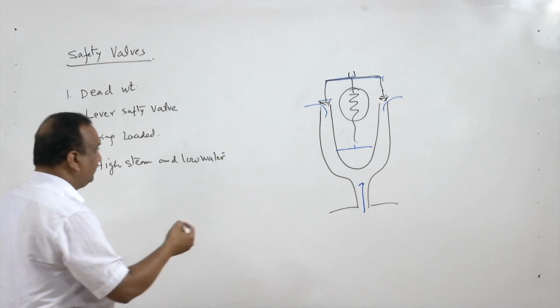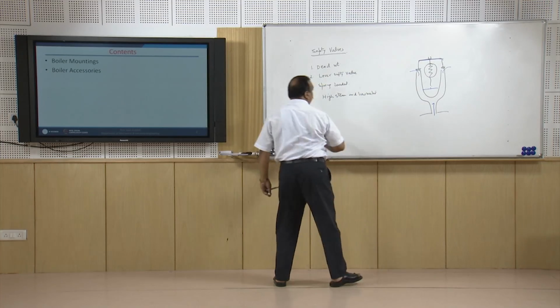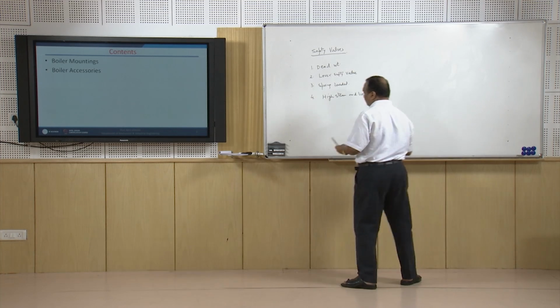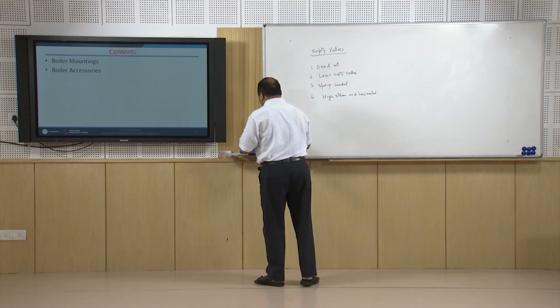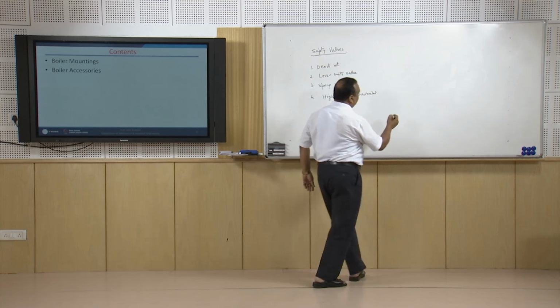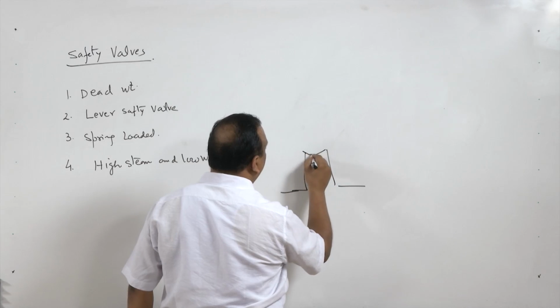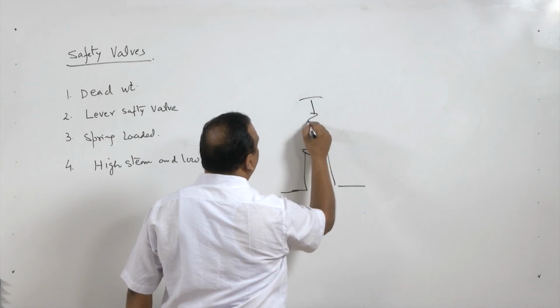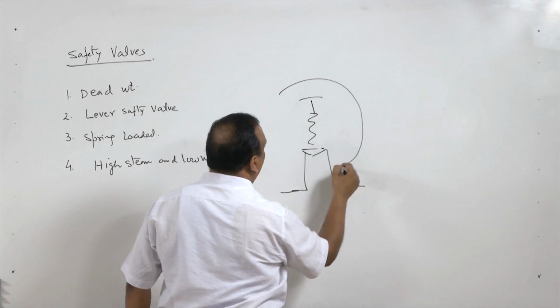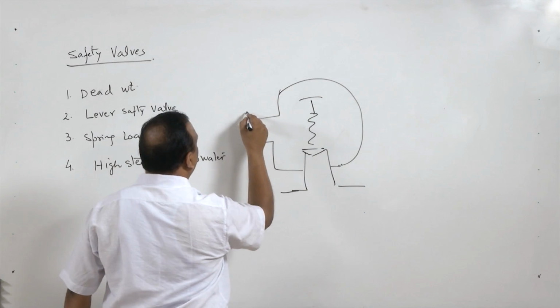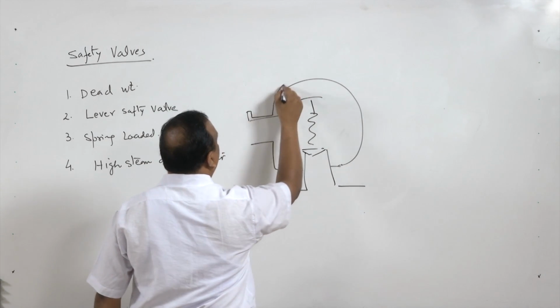So, it can have this shape, it can have another shape also. Another type of arrangement of spring loaded safety valve is something like this: this is the boiler shell, this is the opening, this is the stopper, right, above it there is a spring, this is the valve housing, from here the exit of the steam is taking place, there are flanges.